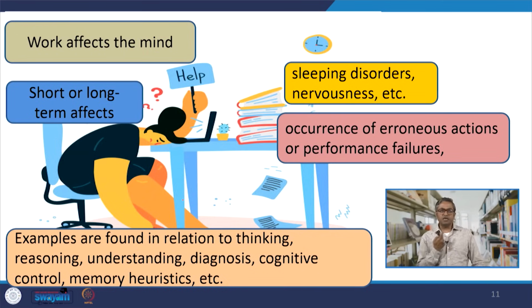Examples of what we see in relation to thinking, reasoning, understanding, diagnosis, memory, heuristics, etc. In such places, we have seen that workplace stress affects your mind in a robust way. The short-term effects can be overcome with some help, with some aid. However, the long-term effect requires a radical solution.